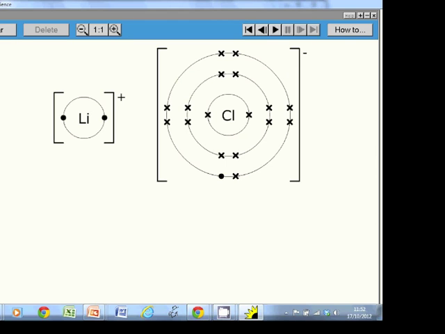So because the lithium is positive and the chloride ion is negative, the two are attracted together. Opposites attract. So this would be lithium chloride, an ionically bonded compound between the two elements containing a metal, lithium, and a non-metal, chlorine. Let's look at another example.